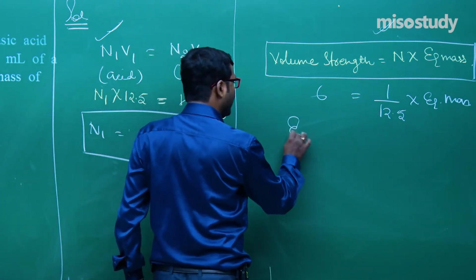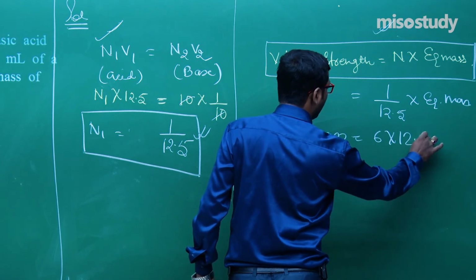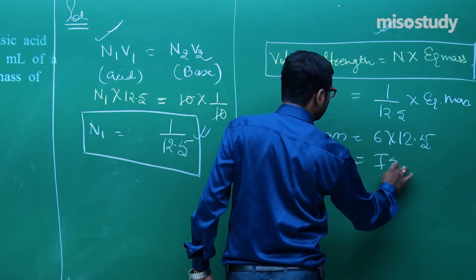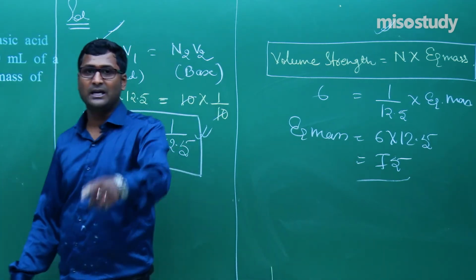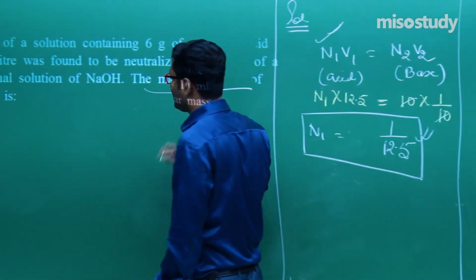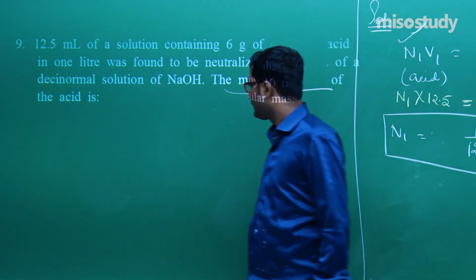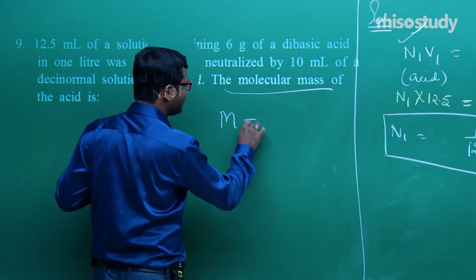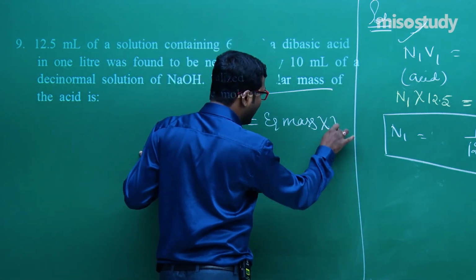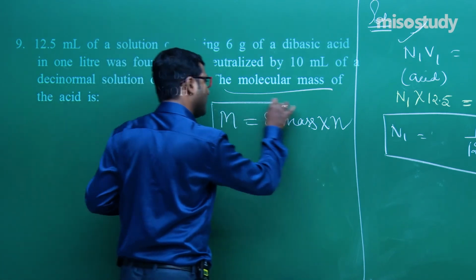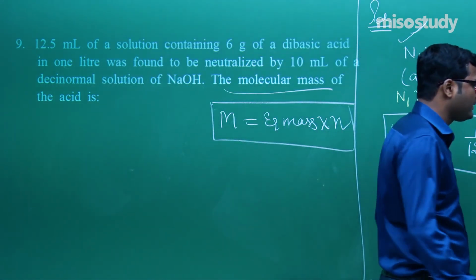Now, equivalent mass is equal to 6 into 12.5, that is equal to 75. Yes, sir. Now you got it. Now again I am telling what to do next. What about molecular mass? Molecular mass is equal to equivalent mass multiplied by N. Now tell me what is N. I cannot help you more. It's your turn. You have to solve it.